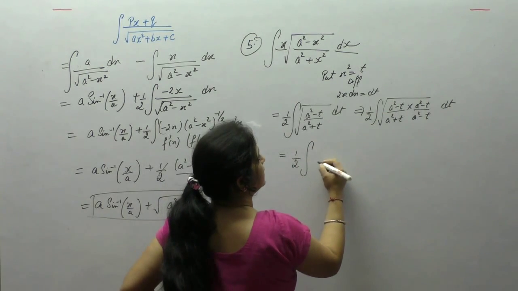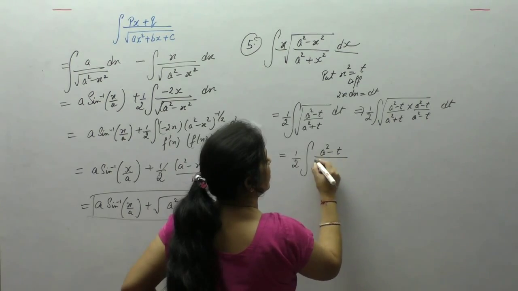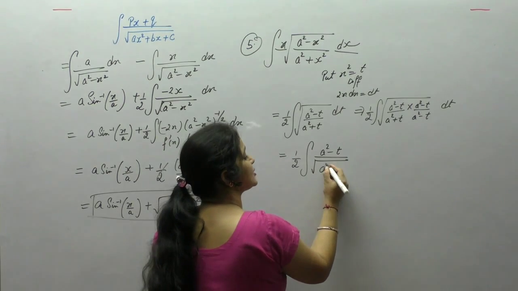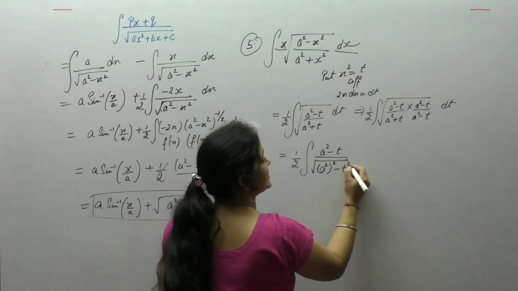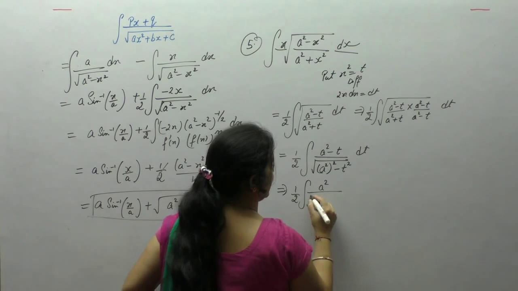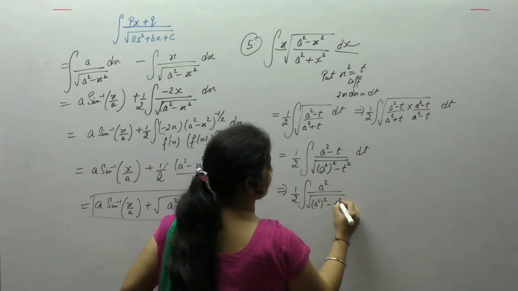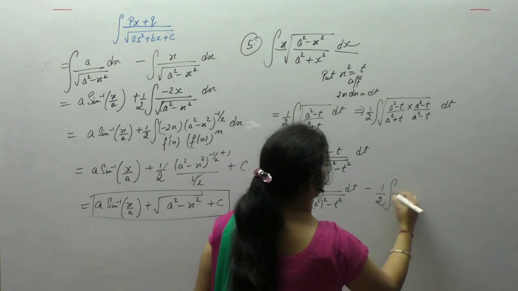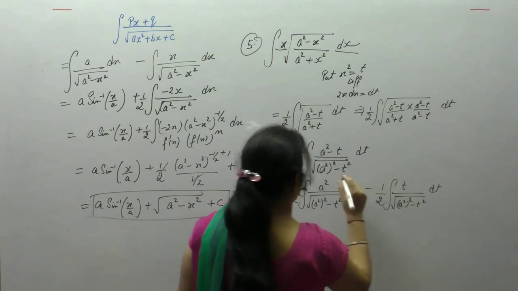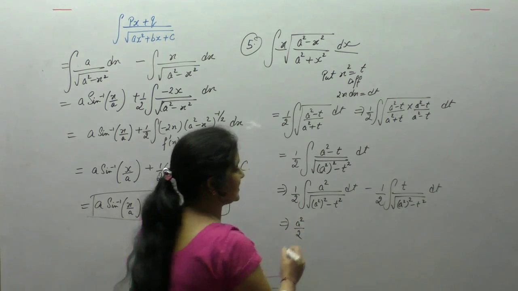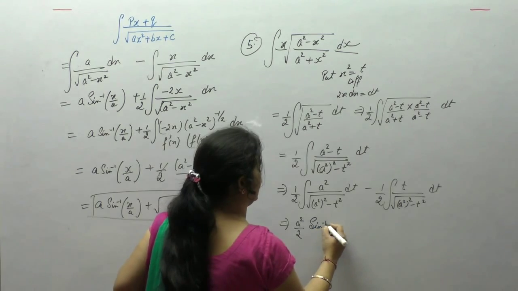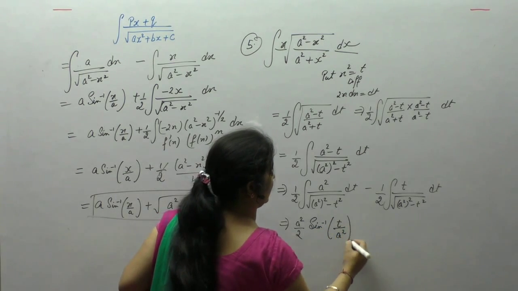1 by 2, (a square minus t) upon square root of (a plus b)(a minus b). A square already has a square, so it becomes (a square) square minus t square. Again separate the terms here. A square upon square root of (a square) square minus t square, minus 1 by 2 t upon square root of (a square) square minus t square. A square is constant. Integral of 1 upon square root of a square minus x square is sin inverse x upon a. X here is t and a here is a square.